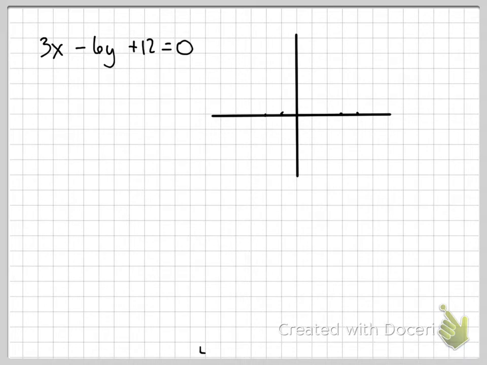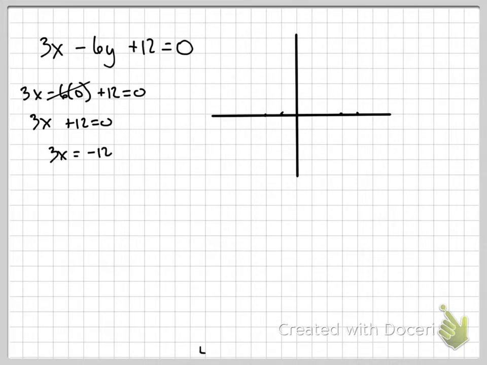0. So if I plugged in 0 for y, I would have 3 times x minus 6 times 0 plus 12 equals 0, which would be 3x, that's gone, plus 12 equals 0. So 3x equals negative 12, x equals negative 4. So the point negative 4, 0 would be my x-intercept.